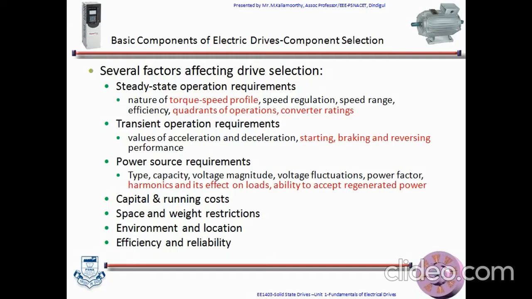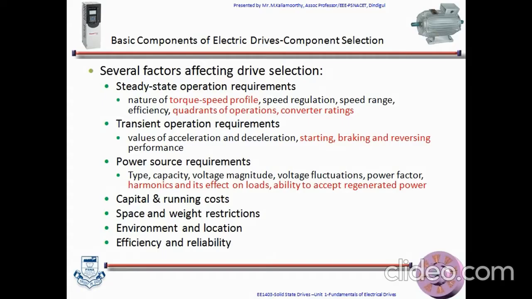The next is the capital and running cost. The cost of the electric motor is also another important factor. In general, DC motors and newer types of brushless motors are the most expensive machines, whereas squirrel cage induction motors are the cheapest ones. So based on that, I have to decide whether the cost is acceptable for my drive system or not. Then running cost: if I look at the running cost, induction motor running costs are very low when compared with DC motors. So based on that, I have to decide.